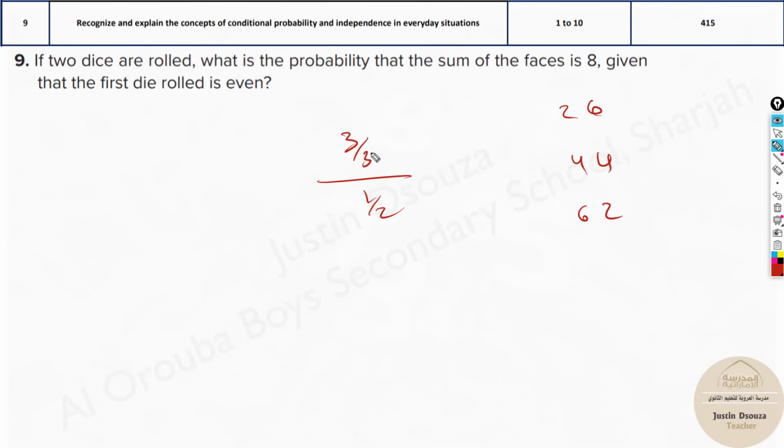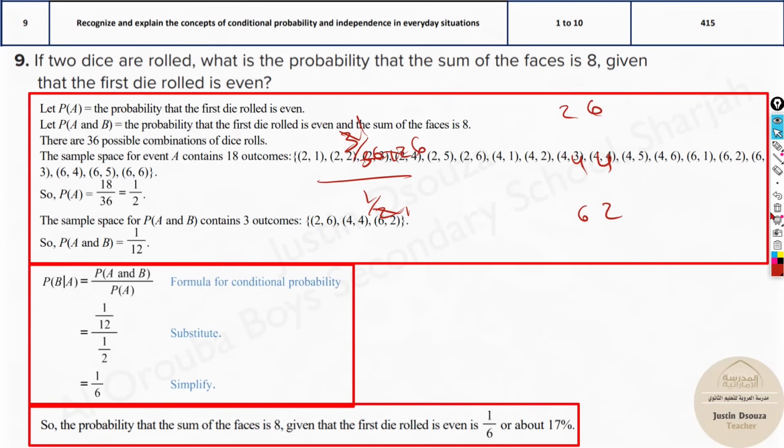That's 3 out of 36. So here we can have 3 over 36 divided by 18 over 36. It's 1 out of 6. So the answer is 1 out of 6.